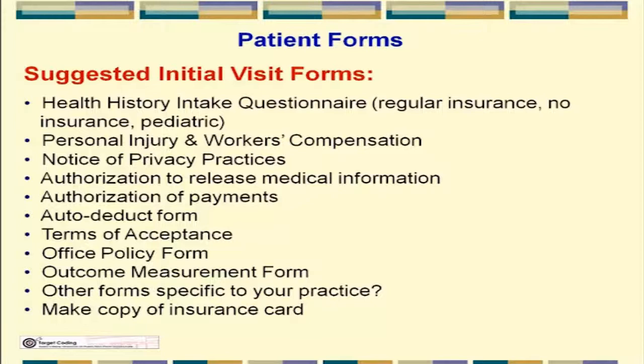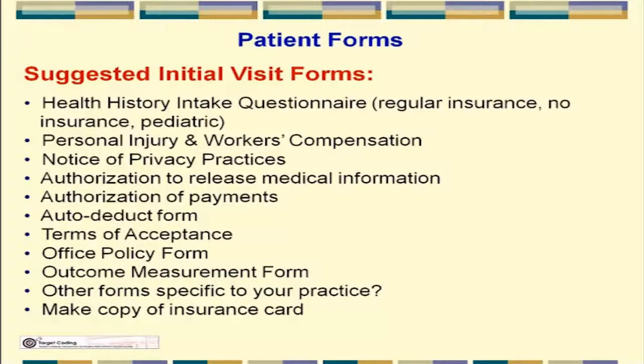A terms of acceptance form. There are certain malpractice insurance companies that require your patients fill out a terms of acceptance form. I recommend you have an office policy form that just gives the general rules of your practice. Something as simple as when you come in, Mrs. Jones, you need to sign in. You need to let us know if you're not going to make an appointment. You need to notify us if you have a new. There's a whole bunch of information that you should have on this general office policy form.